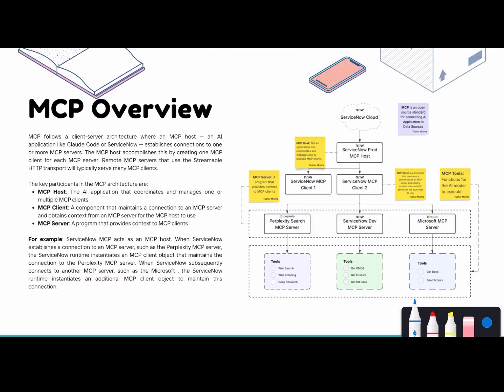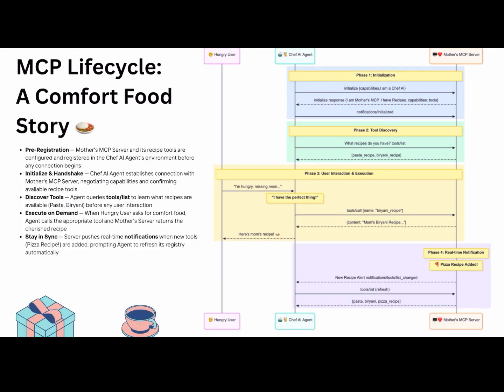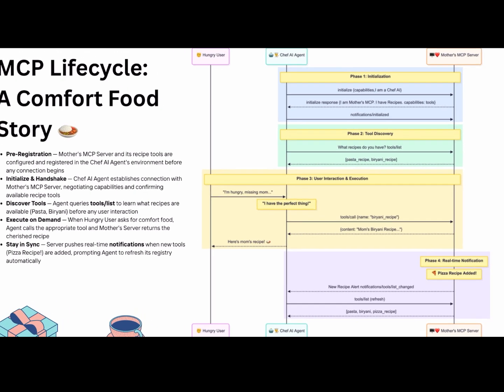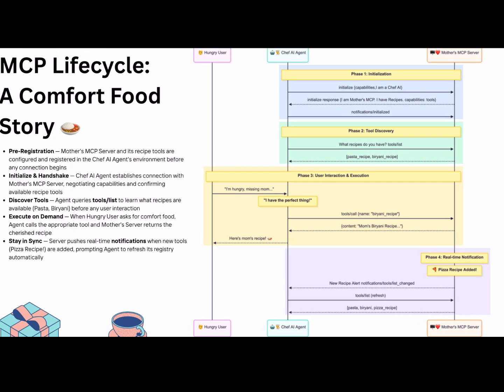Next, we will talk about the MCP lifecycle, so how these components are talking and exchanging messages with each other. Okay, and this is very important. That's why I wanted to keep it very simple, and I used a very simple example. We will use that example of a user, which is me, a mother's MCP server, and a chef AI agent.